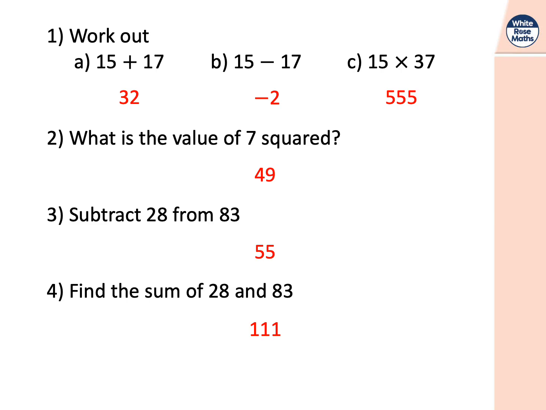In question number 4, we needed to find the sum of 28 and 83. So in this case, you could have done 28 add 83 or 83 add 28. So the order didn't matter in question 4, but it very much did in question 3.